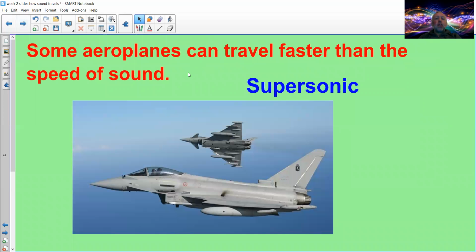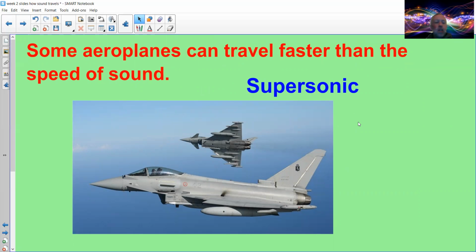Something else to do with speed of sound. If you've been lucky enough to see a fighter jet flying incredibly fast overhead, which I have seen a few times before in this country, some of these airplanes can actually travel faster than the speed of sound, which is called supersonic flight. And something very strange happens.